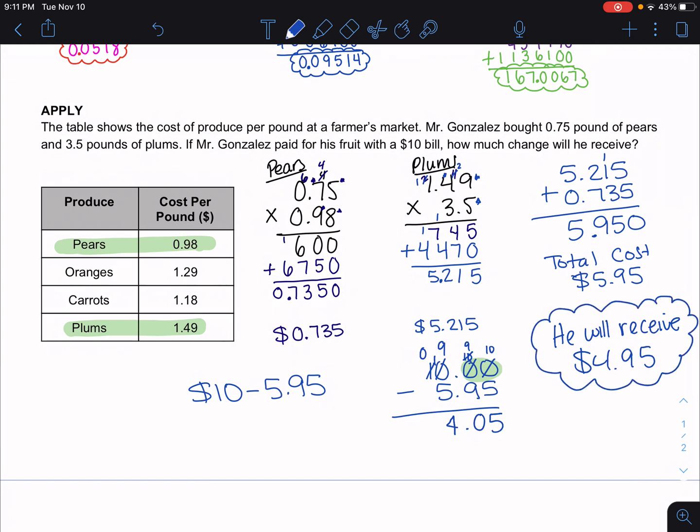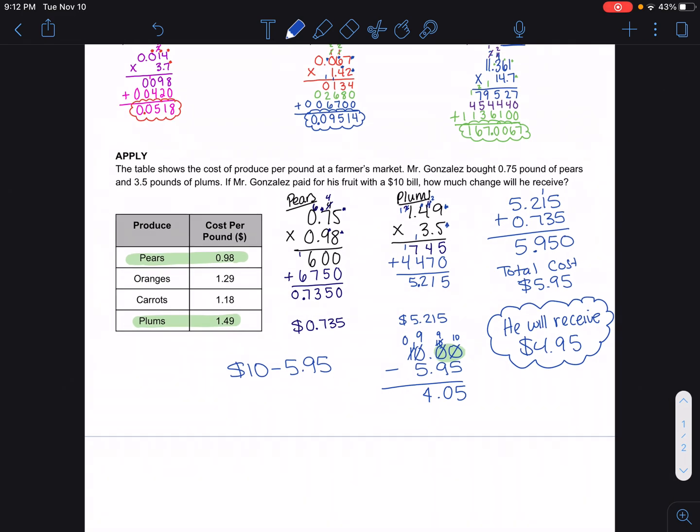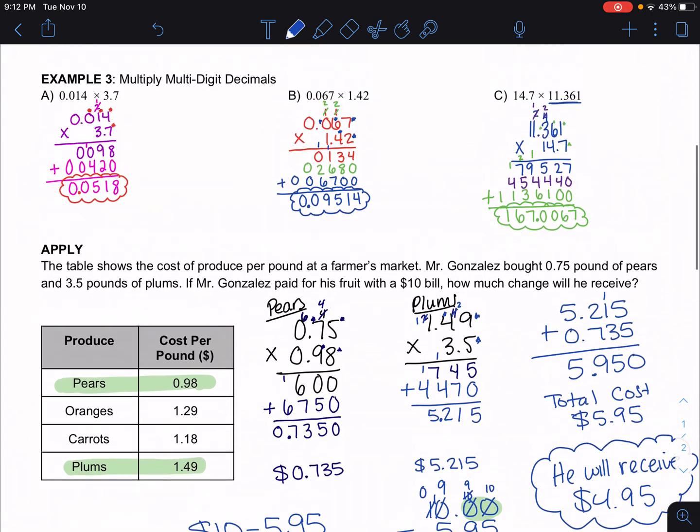So here we had to use all of our skills for working with decimals. We had to do multiplication, then I had to do addition, then I had to do subtraction. So we used all 3 of our skills today on this same problem. So I had to figure out the total cost of each individual fruit. I had to find the total cost of them together. And then I had to subtract that total cost from the amount of money that I was using to figure out how much change I got.